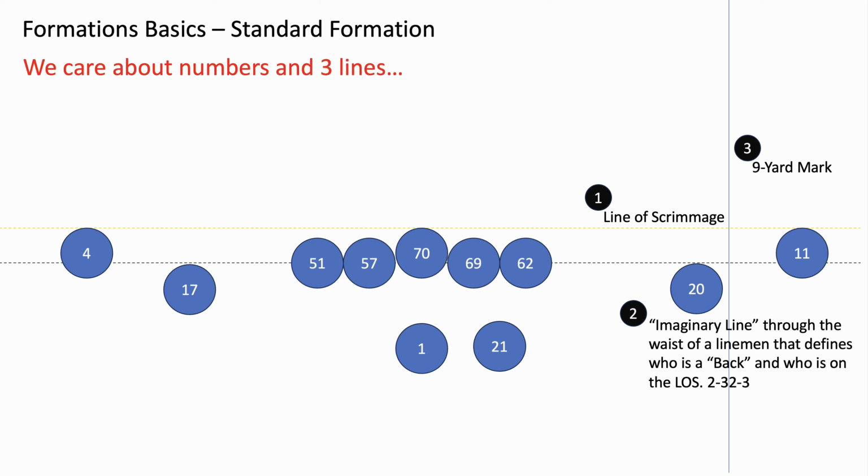We care about numbers, and we care about 3 lines. So we've got the line of scrimmage being the first line. The second line here is what we would refer to as the imaginary line, that is through the waist of the lineman, that defines who is a back and who is on the line of scrimmage. And that can be found in Rule 232.3. And then the 9-yard mark here, which we talk about in some detail in the other YouTube video that we discussed there. But really, we care about that imaginary line so that we understand who is a back versus who is on the line of scrimmage at the snap.